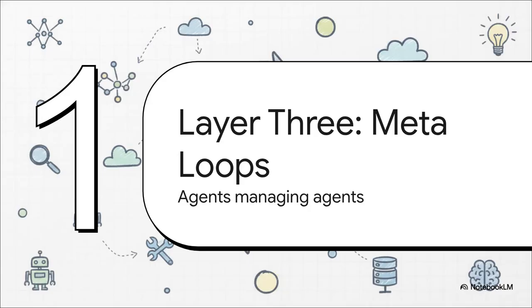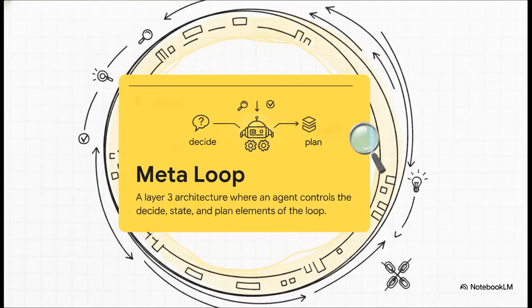Section 4. Layer 3. Meta loops. Agents managing agents. Okay, so once our goals become highly multifaceted and require distinctly different specialized skills, we graduate to Layer 3. This is where things get truly sci-fi level advanced. Because in Layer 3, traditional application code no longer controls the loop.